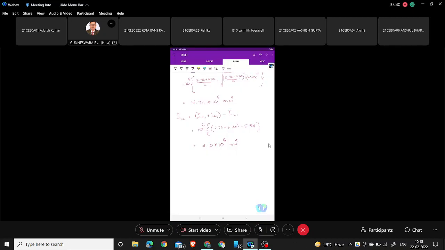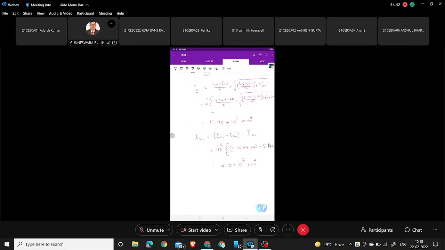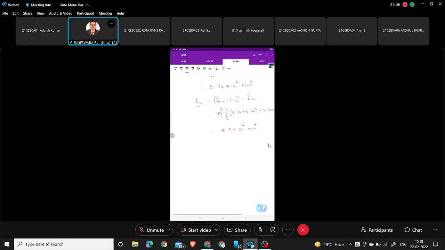Okay. So like this, you can calculate the principal moments of inertia about the axis passing through the centroid. Okay, so how you have to solve the problem? So the practice tells you.